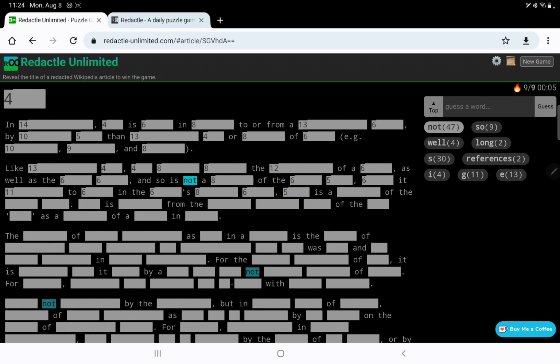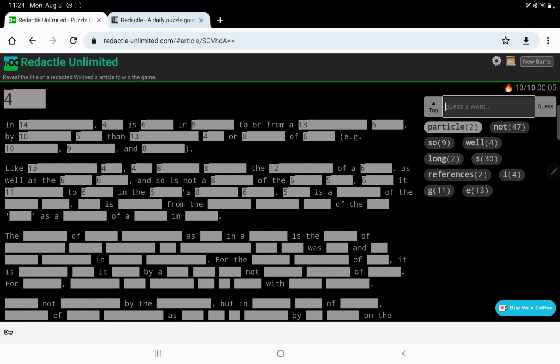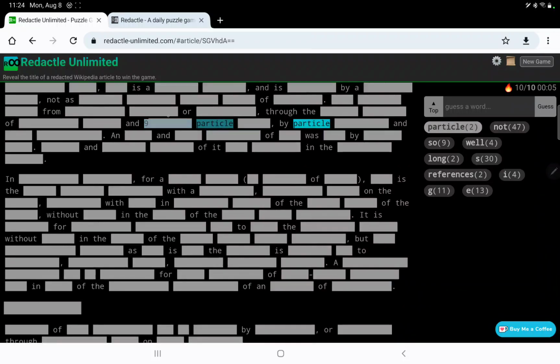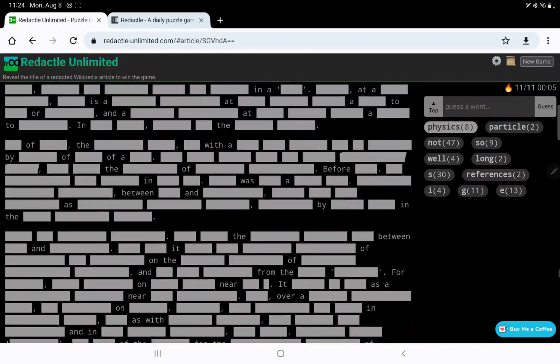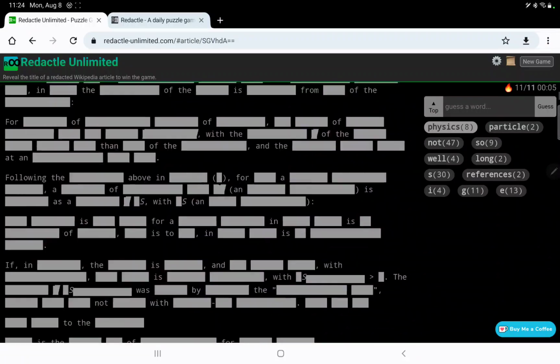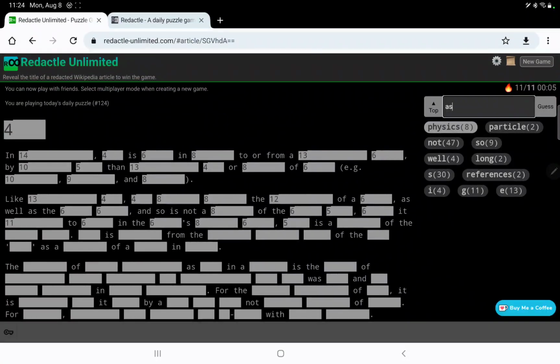Well, let's try some particle physics. Let's try particle. 2 particles. Okay. By particle. Let's try physics. 8 physicists. Down in our reference section. Anything up at the top? No, not mentioned right at the top.